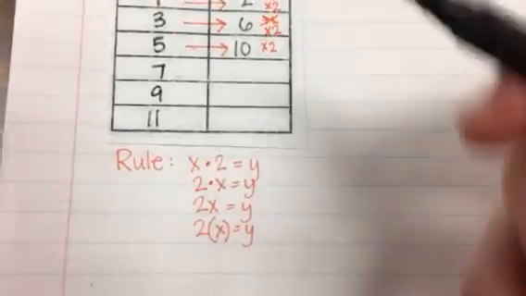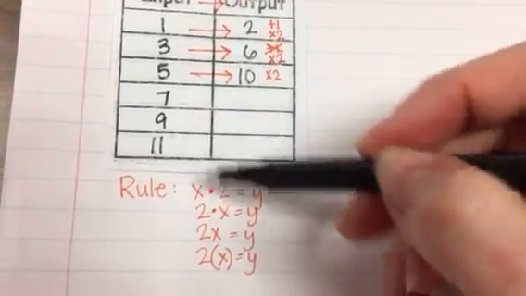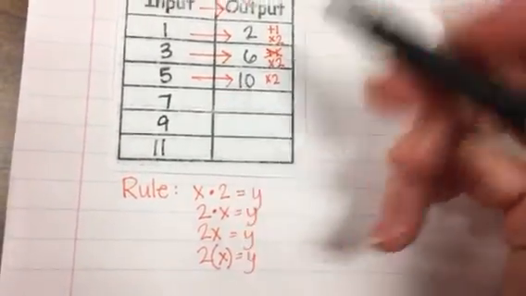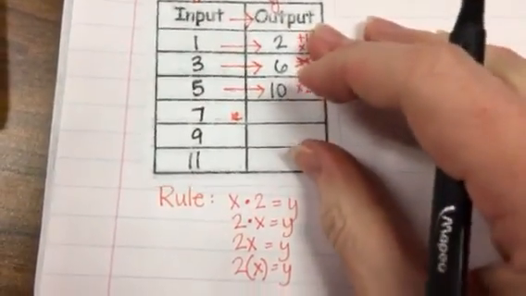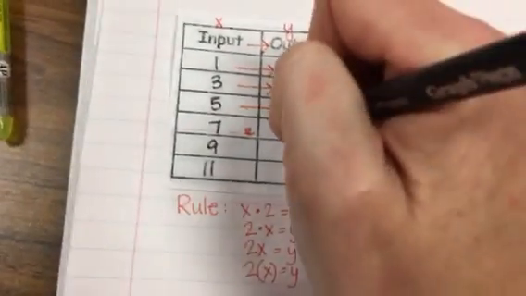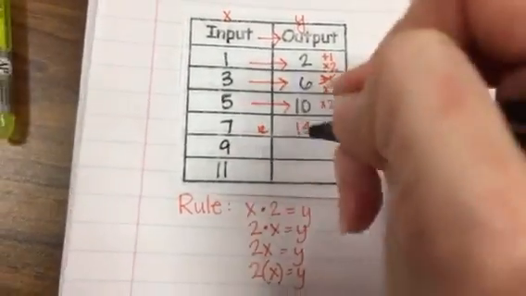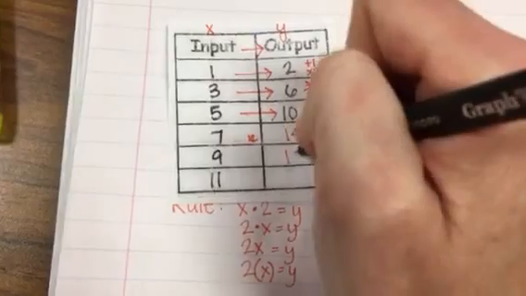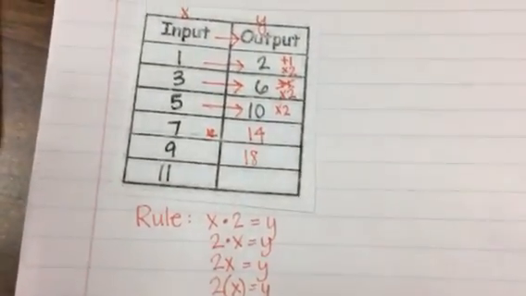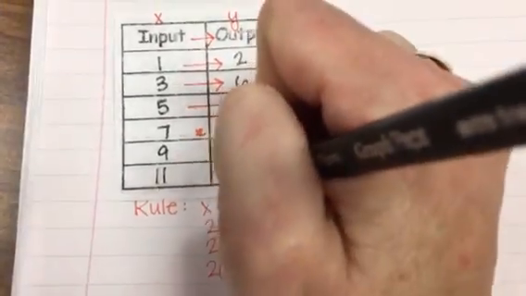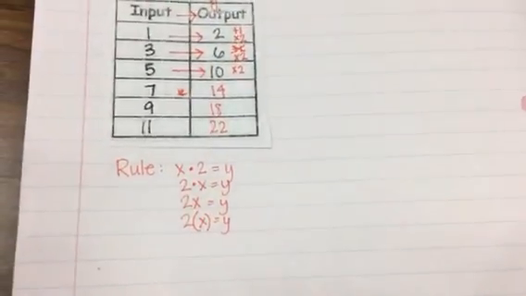Now we're going to use that function rule to finish the rest of this chart. So if the function rule is times 2, then we're going to take 7 and we're going to do times 2. If I do 7 times 2, then that means that my answer is 14. If I do 9 times 2, that means my answer here is 18. And then if I do 11 times 2, then that means my answer is 22. So there's our first function table all completed.